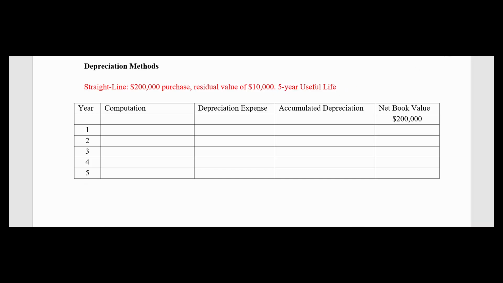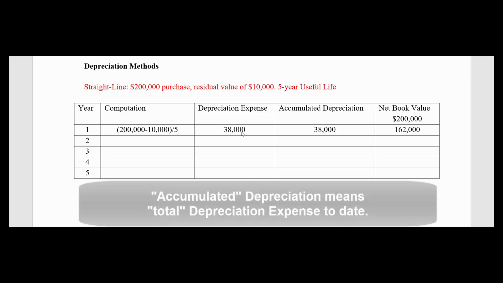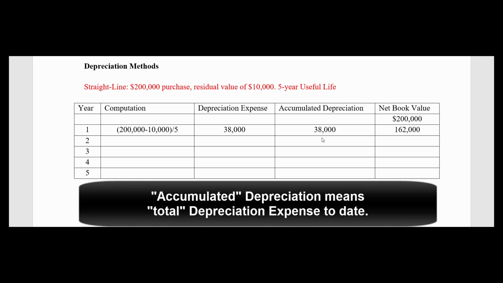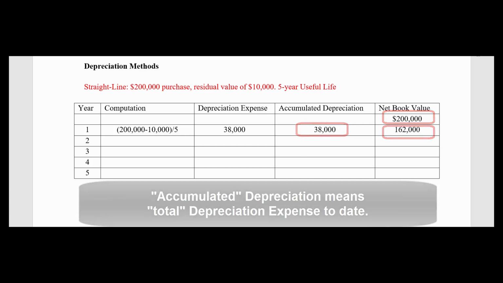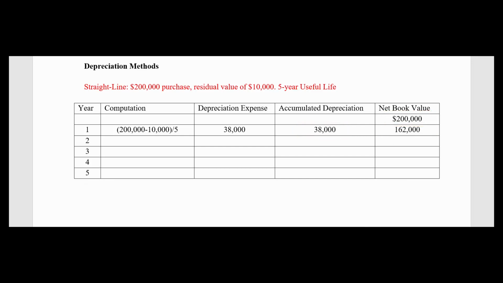So the calculation is the original cost minus $10,000, that's the residual, divided by 5 will give us our depreciation expense of $38,000. So at the end of 1 year, our accumulated depreciation is $38,000. So our net book value, the original cost minus accumulated depreciation, is $162,000. And the straight line method means that it's the same amount every year.